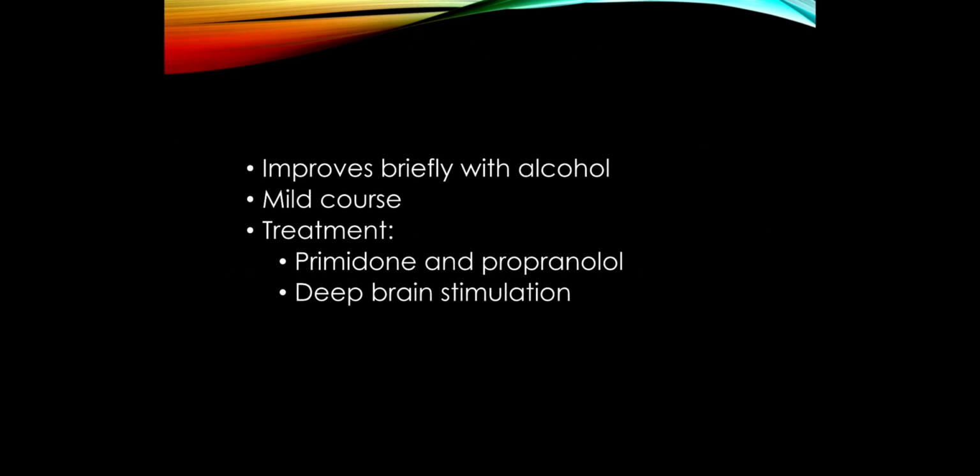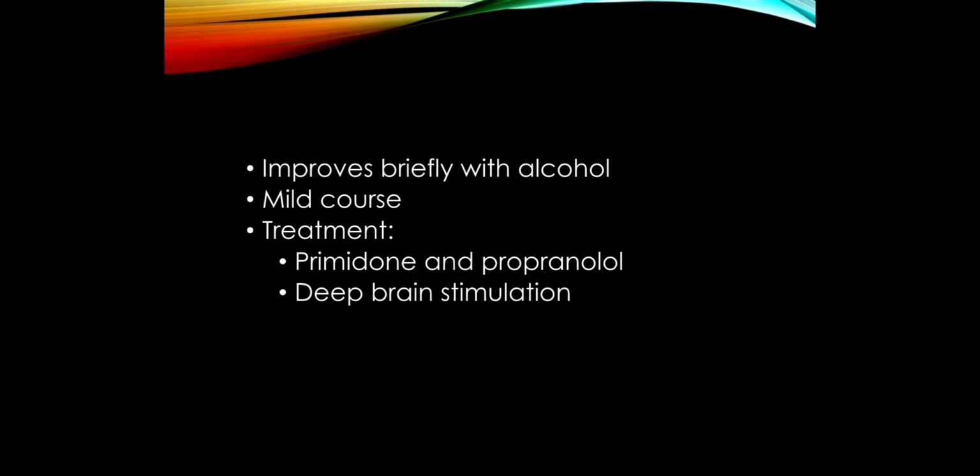Another very helpful thing historically is if the patient drinks alcohol, and ideally you like them to bring this up without you putting the idea in their mind, but is there any effect with alcohol? Most patients that have essential tremor, if they drink a glass of wine or a beer once in a while, will notice that their tremor improves. So that's a very helpful feature historically.